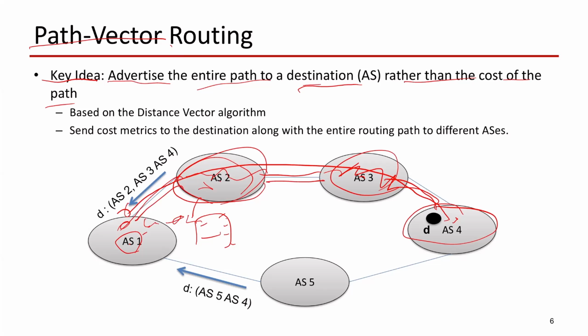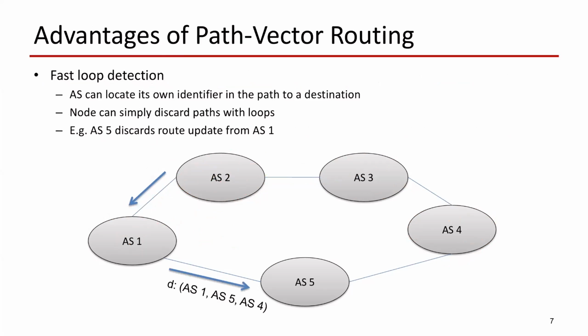So have a more higher view. So it is based on the distance vector algorithm and sends cost metric to the destination along with the entire routing path to the different ASs. So if I'm advertising my path, I am AS4, here is my detail, then deliver to AS3, then AS2. AS2 deliver to AS1, I've been through this path, okay? So advantage of the path vector routing is it can easily detect the loop.